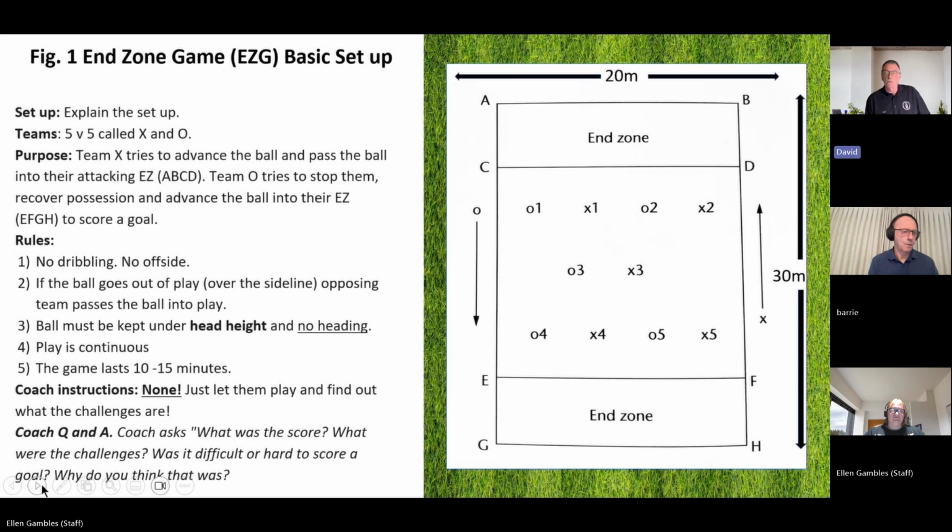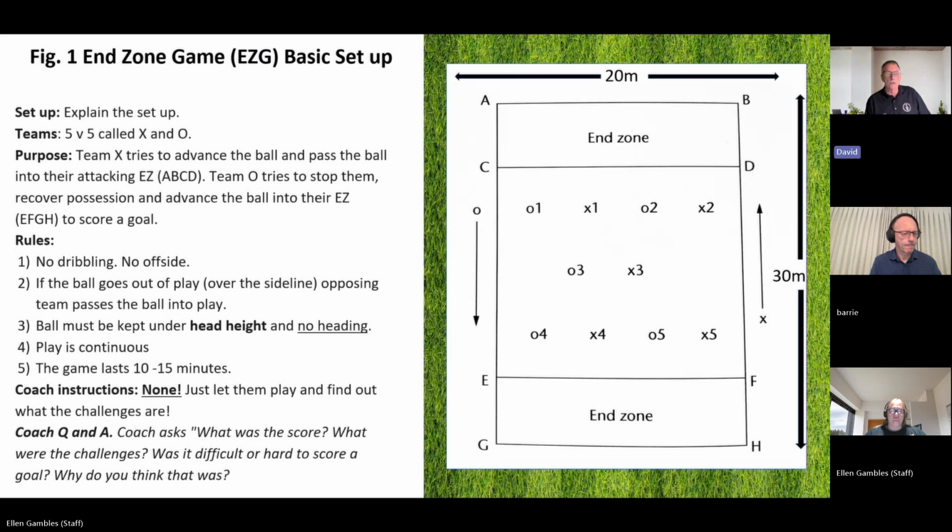Well, we'd like to look at the diagram on the right, which is the field. So we're suggesting 20 metres by 30 metres in a rectangle that's got two end zones, and the middle of the area is where the game takes place. You play 5-a-side, and on our diagram you can see it's X v O. In this first version, the goal is simple: advance the ball into the opponent's end zone using passes only.